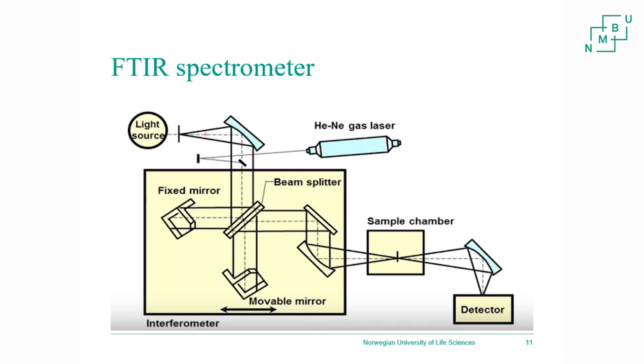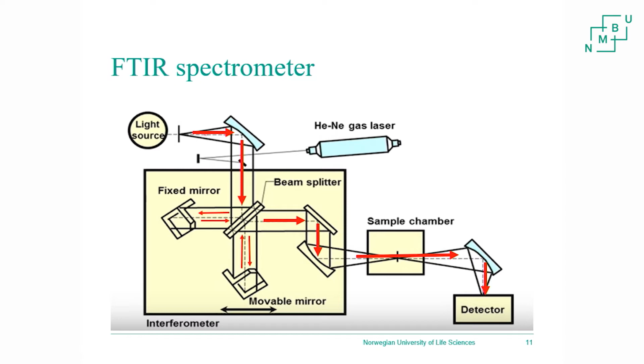The basic principle of the FTIR spectrometer is very basic and very schematic. What is happening in an FTIR spectrometer when we are measuring a sample? We have a light source, and the infrared light comes from the light source. It goes to the beam splitter. In the beam splitter, the beam is split into two beams. One goes to a fixed mirror and another one goes to a movable mirror. Then the beam goes back to the beam splitter from both mirrors, and then it goes further to the sample chamber and then to the detector.